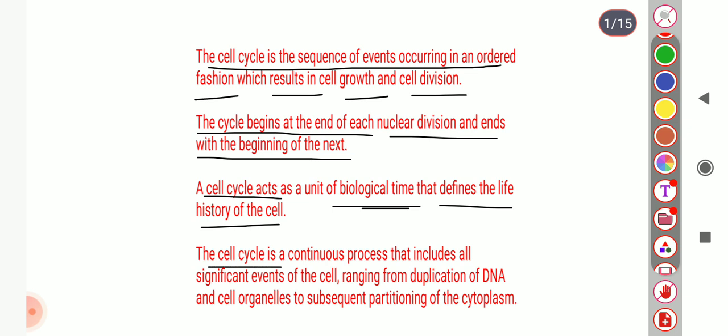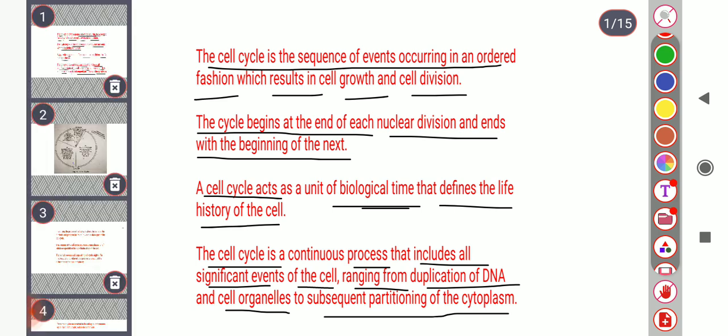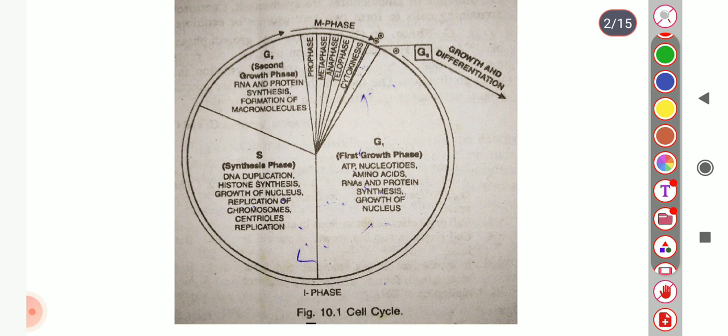The cell cycle is a continuous process that includes all significant events of the cell, ranging from duplication of DNA and cell organelles to subsequent partitioning of the cytoplasm. In the cell cycle process, there are duplication of DNA and cell organelles and partitioning of cytoplasm. These are the cell cycle events.